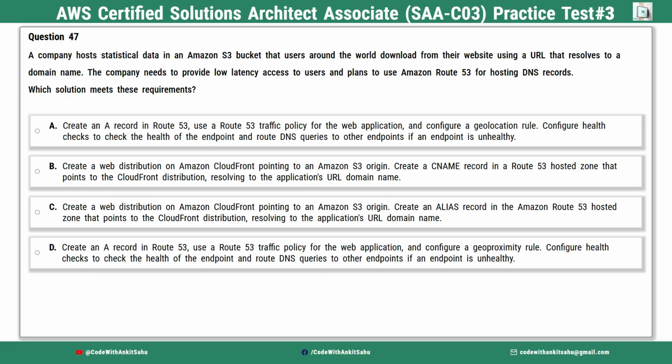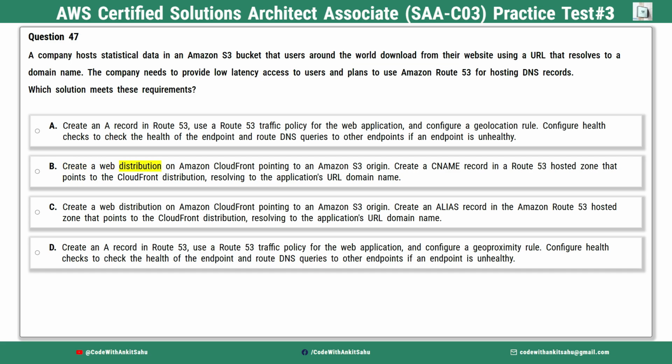Question 47. A company hosts statistical data in an Amazon S3 bucket that users around the world download from their website using a URL that resolves to a domain name. The company needs to provide low latency access to users and plans to use Amazon Route 53 for hosting DNS records. Which solution meets these requirements? Option A. Create a record in Route 53, use a Route 53 traffic policy for the web application, and configure a geolocation rule. Configure health checks to check the health of the endpoint and route DNS queries to other endpoints if an endpoint is unhealthy.